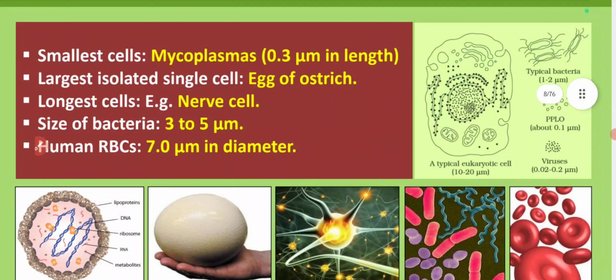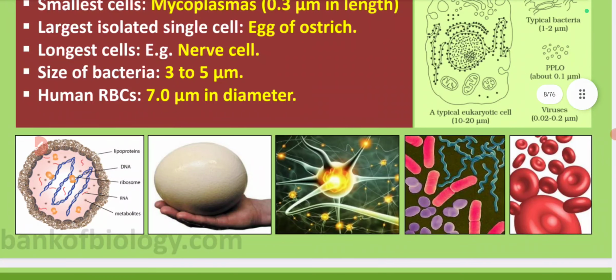Smallest cell, Mycoplasma, 0.3 micrometer in length, which is also called PPLO, pleuropneumonia-like organism. Largest isolated single cell is the egg of an ostrich. Longest cell, nerve cell. Size of bacteria 3 to 5 micrometer. Human RBCs are 7.0 micrometer in diameter. Here are some diagrams.